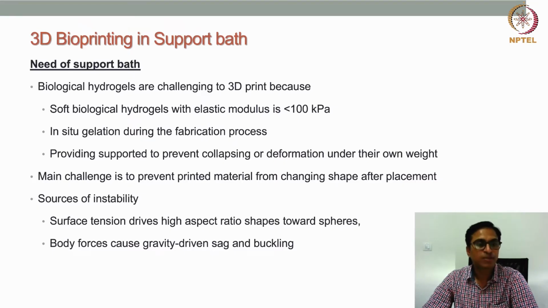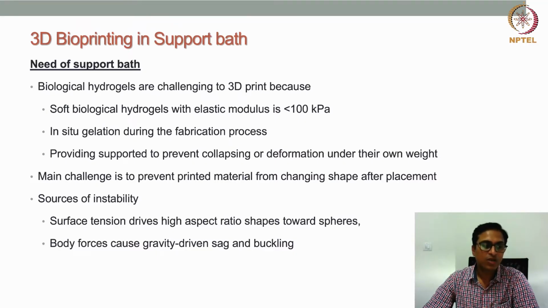Basically, to print a non-planar geometry, a support bath is very much required, because most of the time these biological hydrogels or aqueous-based gel bioinks are very challenging to 3D print because the mechanical property of that material is very low. The elastic modulus of those hydrogels is mostly less than 100 kPa. So with these very soft biological hydrogels, 3D printing is a real challenge.